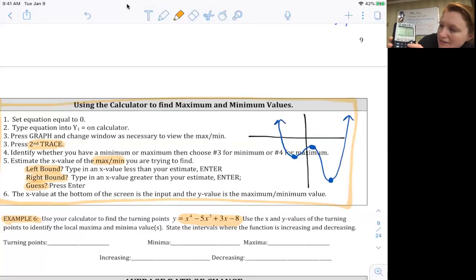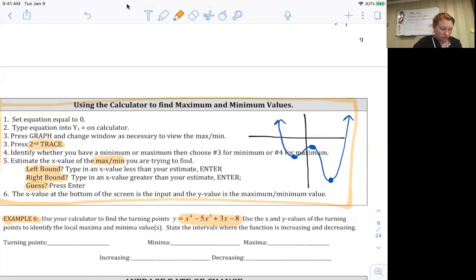And then it says guess. Guess just means take your cursor. I got to go back to the left and get kind of close to the minimum. So now my cursor is kind of close to it. I'm going to hit enter. And it calculates the exact value for me. I see people who try to guess it by using the calculator. You do not get the exact numbers. You can only do this through a calculator.